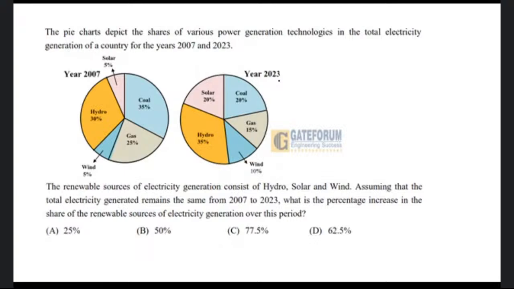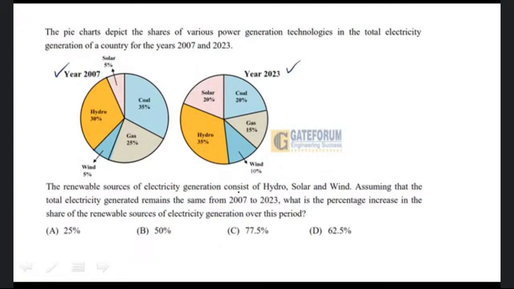The pie charts depict the shares of various power generation technologies in the total electricity generation of a country for the years 2007 and 2023. Clearly visible, 2007 and 2023. And you can see hydro, solar, coal, gas. Here also hydro, solar, coal, gas, and this is wind, another one. Oh, there is also wind here. So this is 5%. Let us start from hydro. Hydro is 30%, 5%, 35%, 25%, and 5%. Whereas here it is 35%, 20%, 20%, 15%, and 10%.